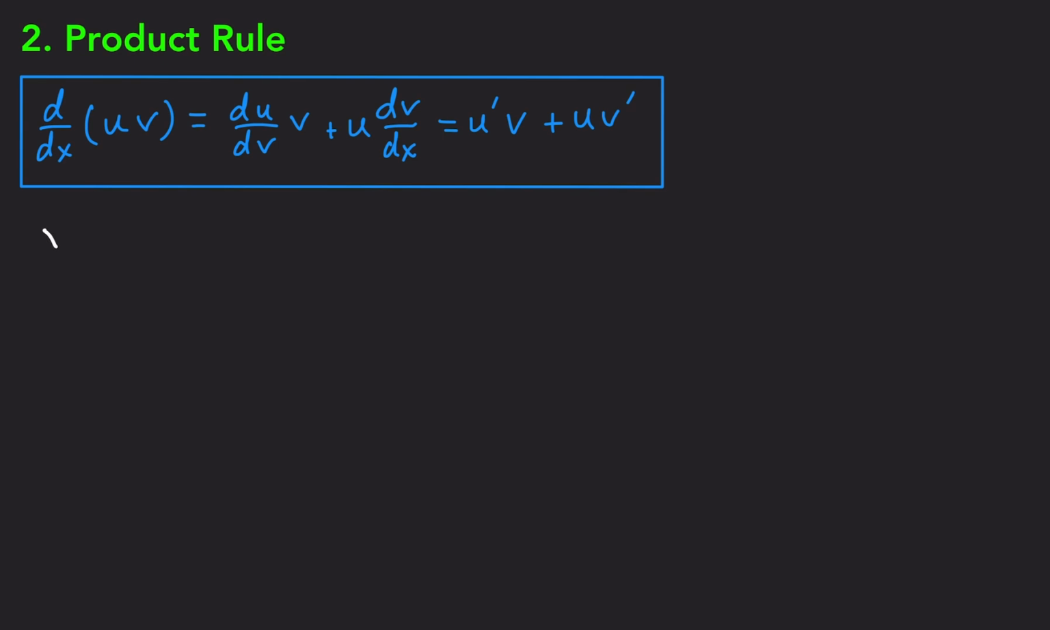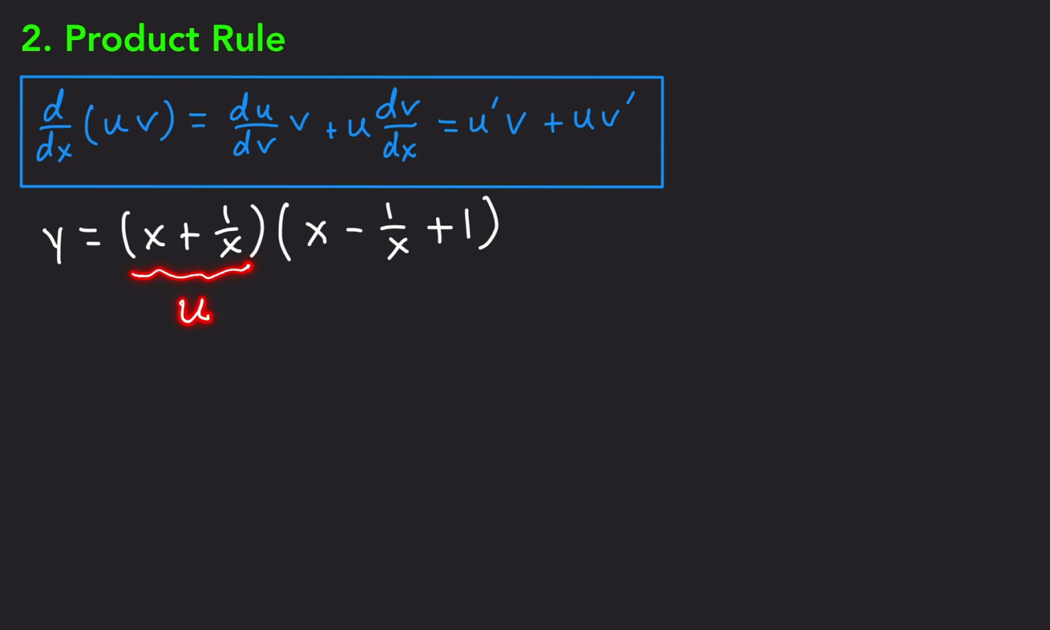So let's say we have y equals x plus 1 on x times x minus 1 on x plus 1. So in this example, this term is going to be our u, and this term is going to be our v. So what I'm going to do is calculate each of the derivatives and then put it all together.